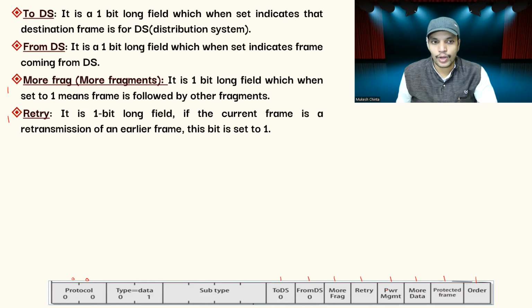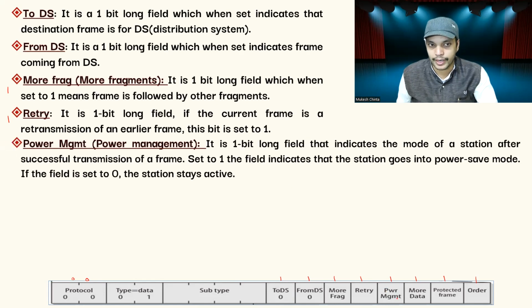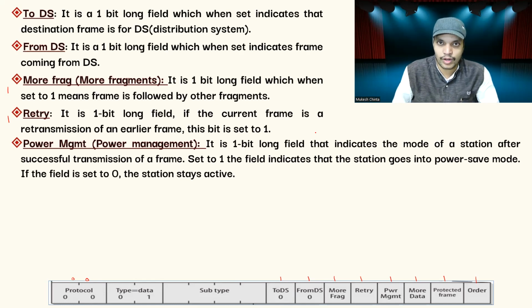Followed by the retry bit, we have the power management bit. The power management bit indicates the mode of a station after transmitting a frame. If you set this bit to 1, it is telling the access point that the station is going into power saving mode. If it is set to 0, the station stays active and is not going into sleep mode. So either 1 or 0. 1 means it is going into power saving mode. If it is 0, it tells you that it is active. It is not going into power saving mode.